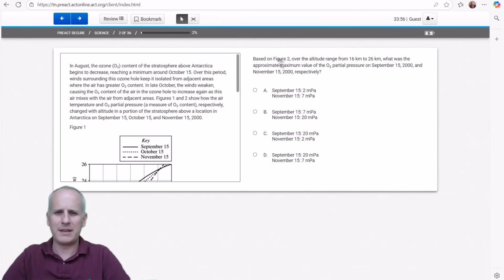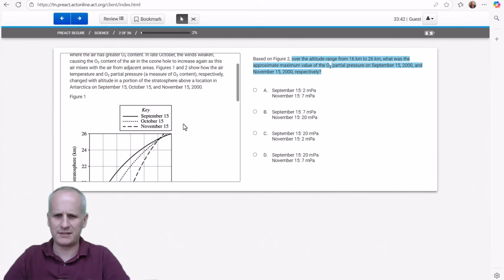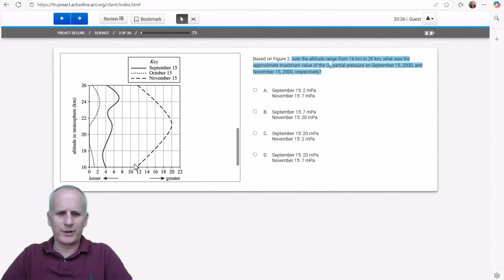The question reads, based on figure 2, over the altitude range from 16 kilometers to 26 kilometers, what was the approximate maximum value of the O3 partial pressure on September 15th, 2000 and November 15th, 2000, respectively? So again, we go straight to figure 2. We're considering 16 kilometers to 26 kilometers, so we're talking about the whole thing. And I'm going to focus on September 15th, 2000 first, and I can see that's the solid line. So we're basically looking at, I don't know, it's going to be somewhere around this 4-ish point right here.